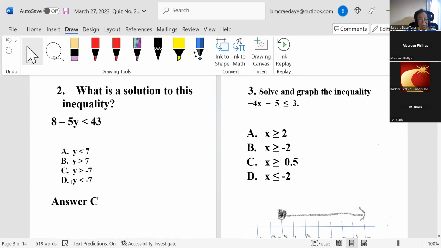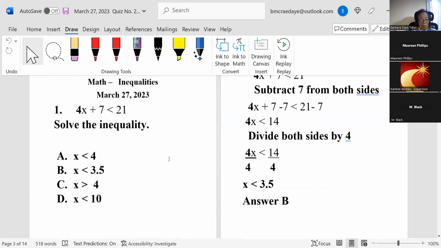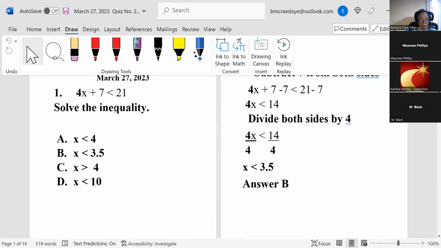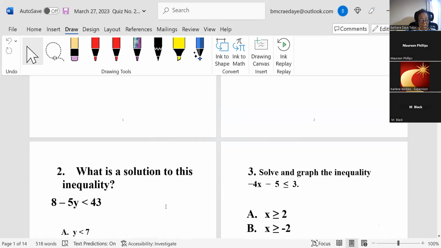And that wasn't much different from the other one, right? This was a plus, but it's still the same kind of problem. This was a negative, but you both had that one correct. Now, any questions on number two? Well, you have that one correct. Let's look at number three.